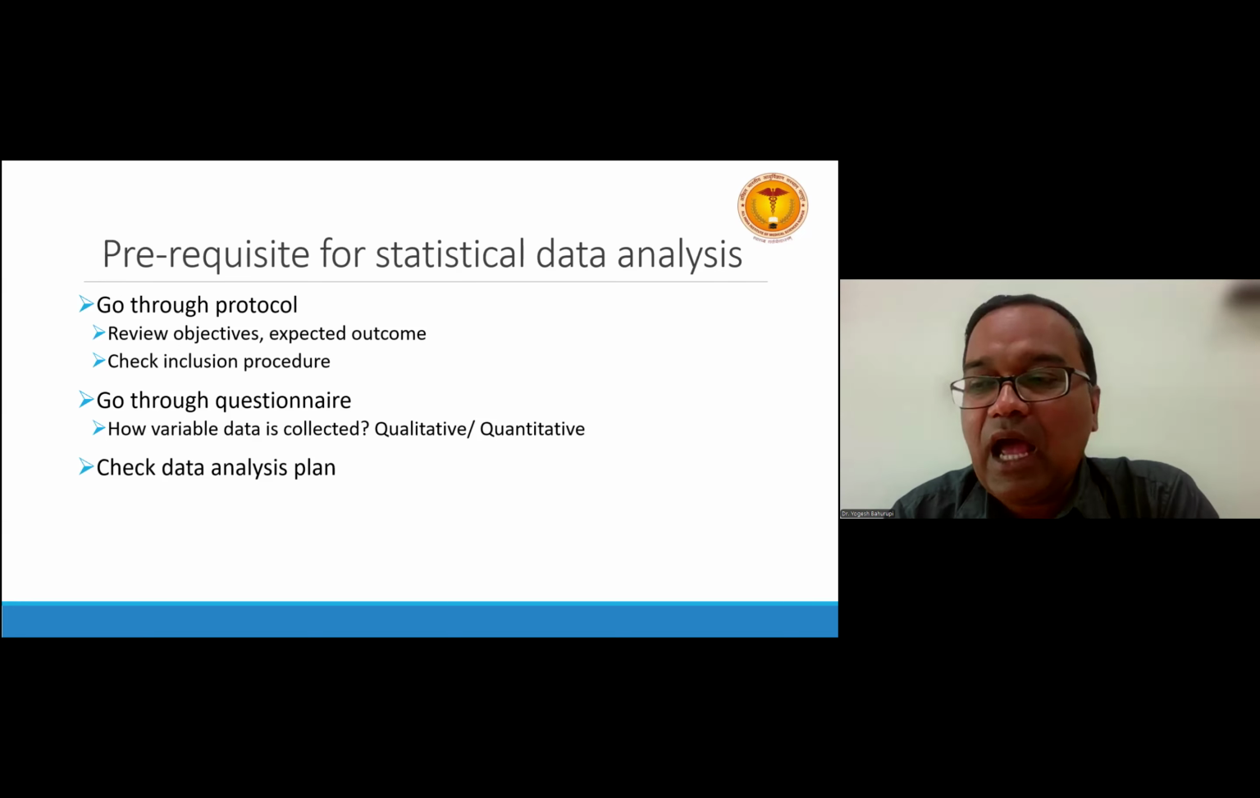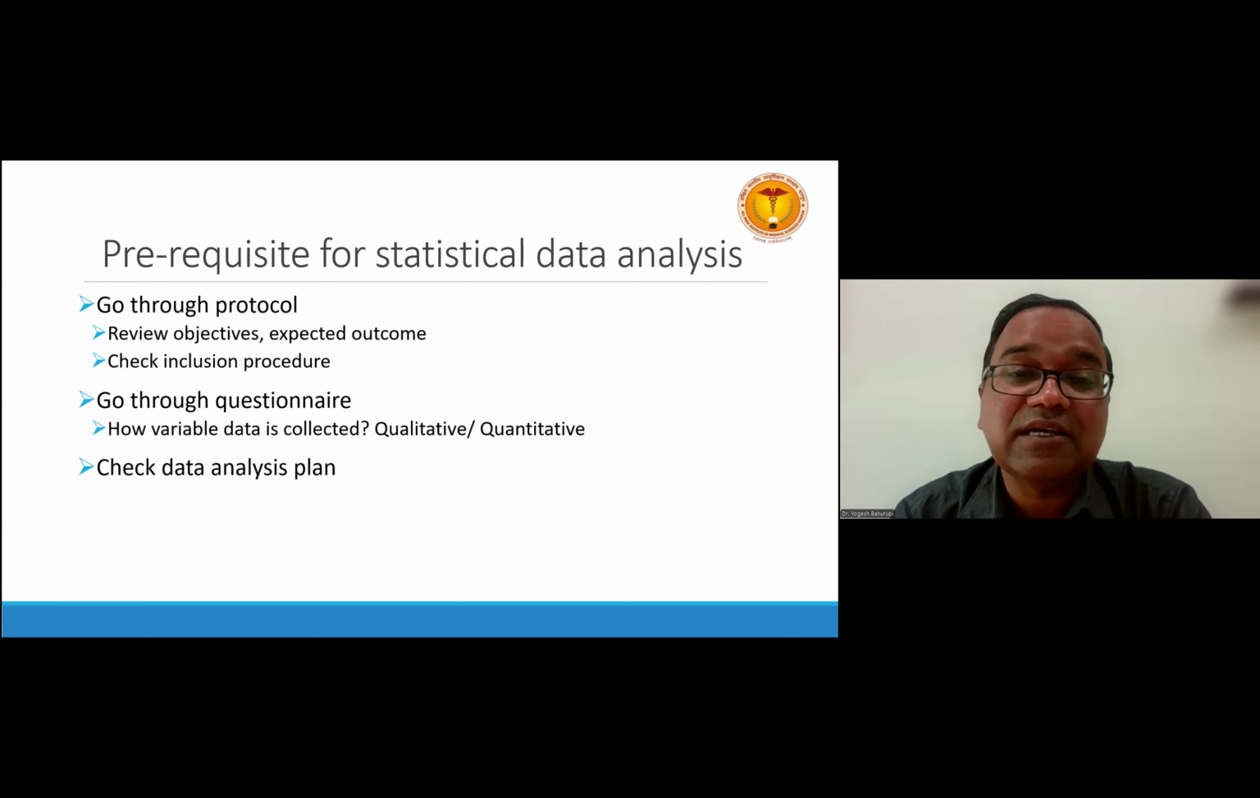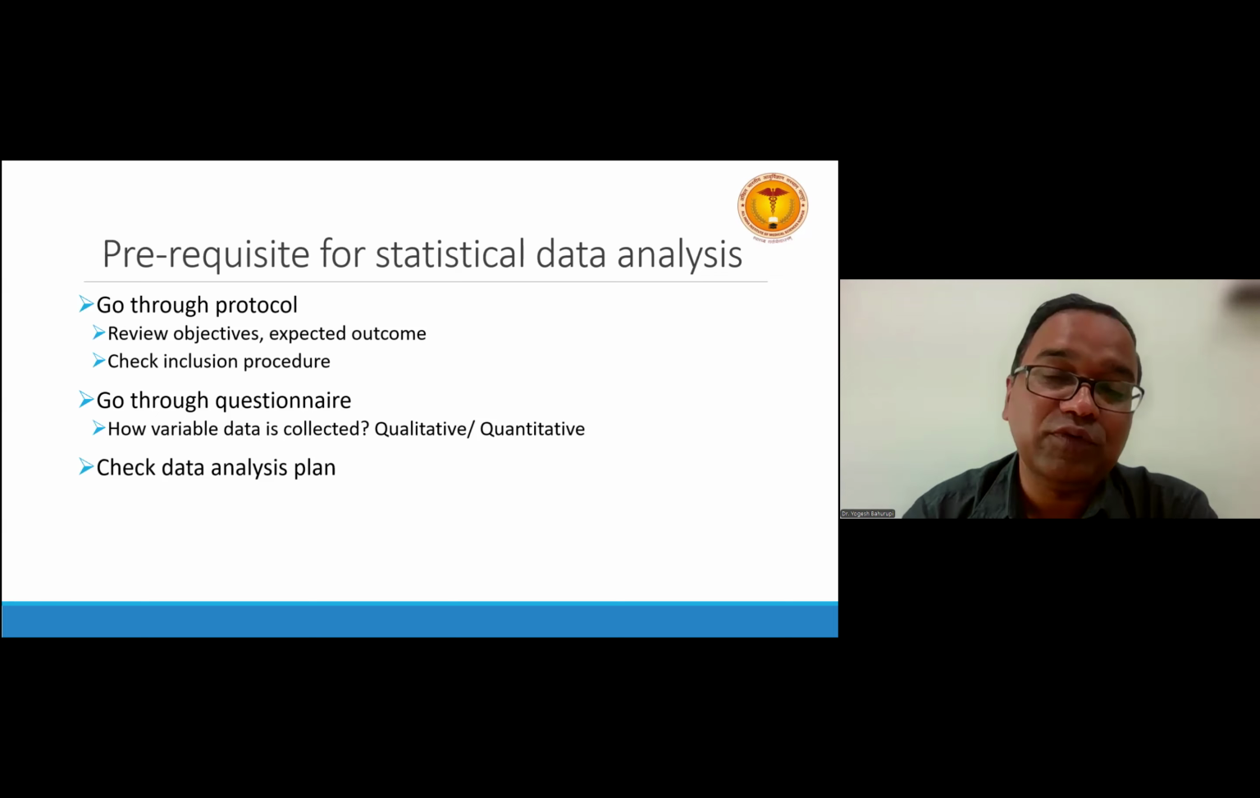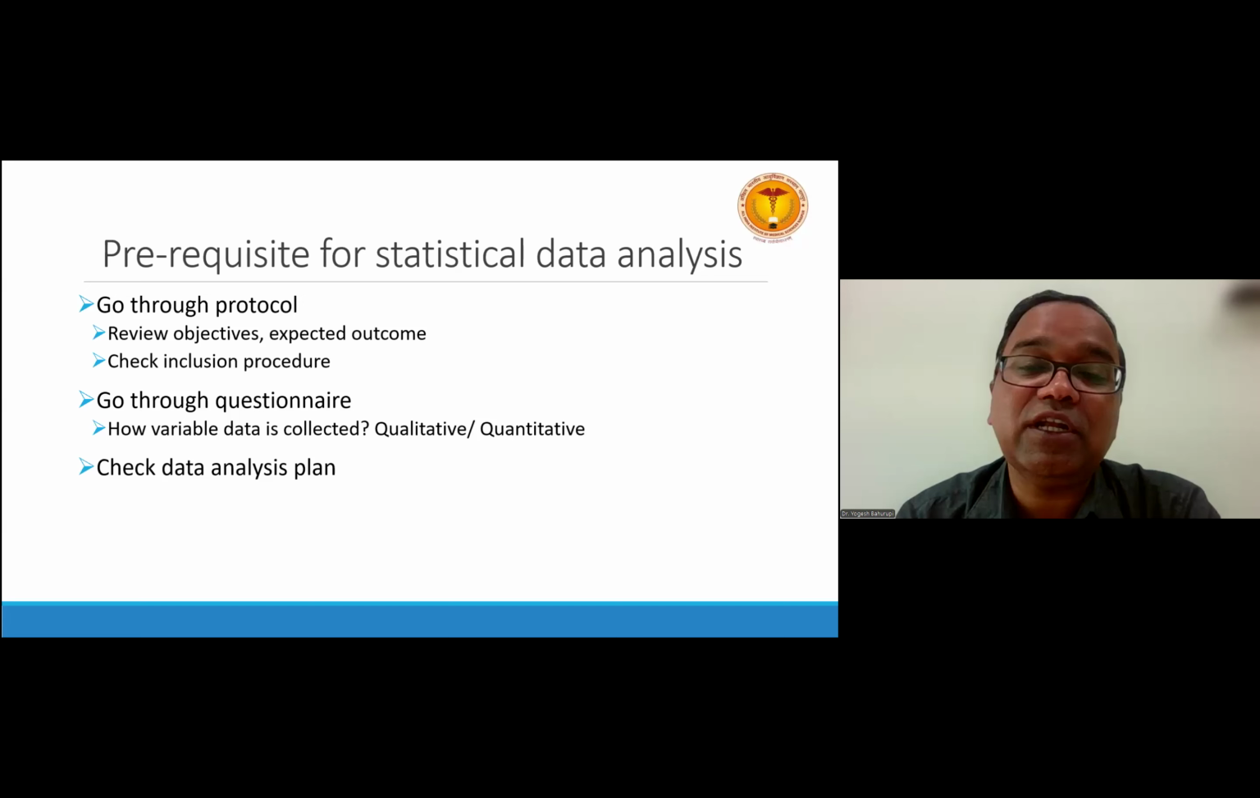The next part is to have a look at the data collection tool, in common parlance the questionnaire. See how the data is being collected, how the data is being asked from the participant. We'll take an example of a variable like age. A lot of people will ask age in completed years, some would be asking age in completed months, and some may be asking the age directly in categories like 5 to 10 years, 10 to 15 years, 15 to 20 years. So we need to know what kind of variable we have in our master chart.